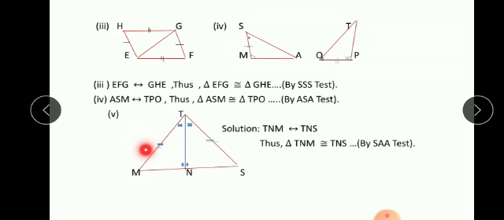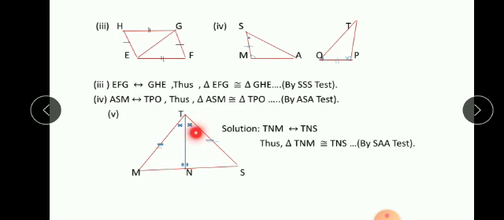Here there are two triangles, TNS, TNM. So TNM corresponds to TNS. Let us write the correspondence first. Then these two triangles are congruent. TNS, TNM, they are congruent. By which test? Let us observe. This side TS is congruent to TM, TN is a common side, and angle N is given. Angle N is given in both the triangles.